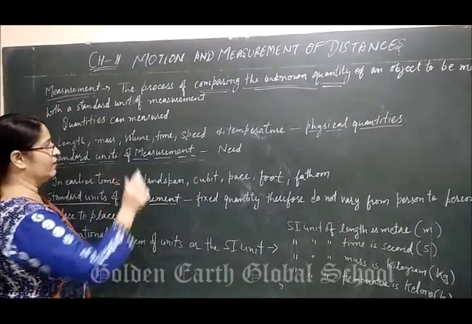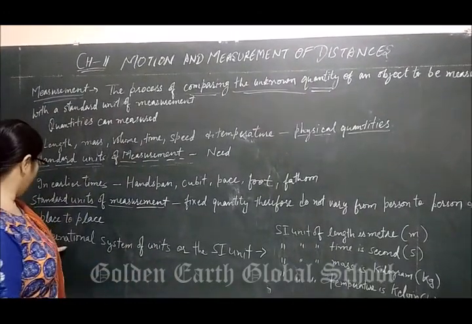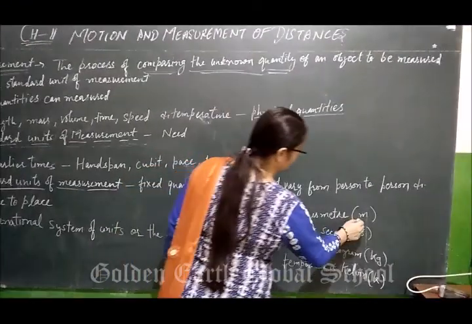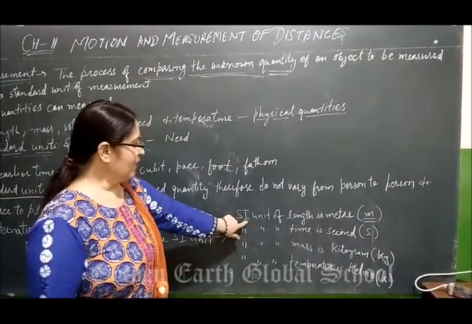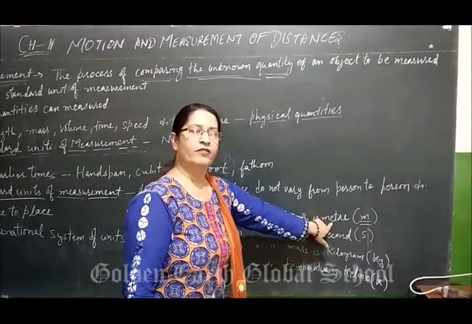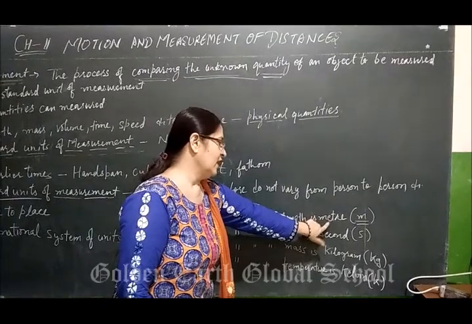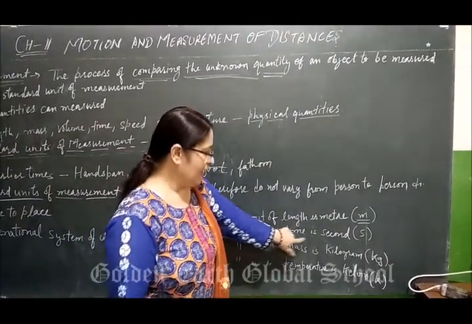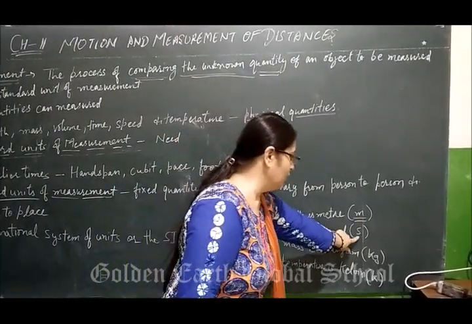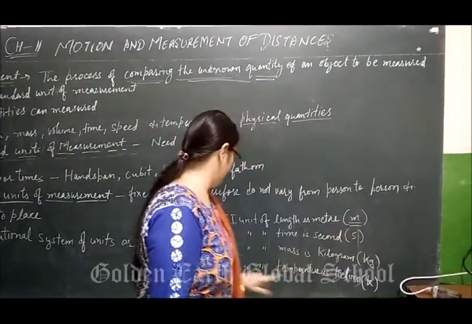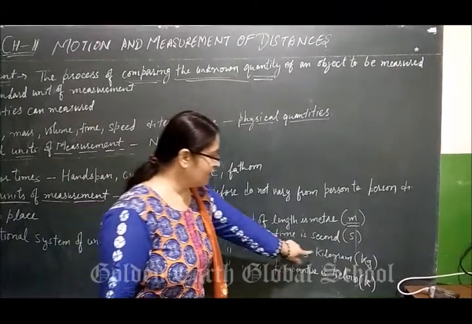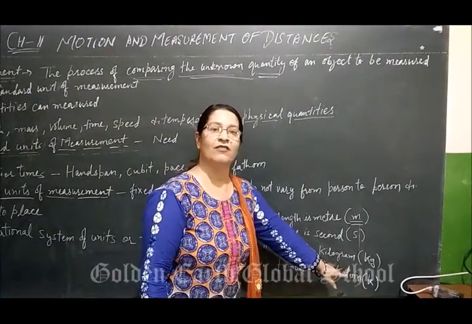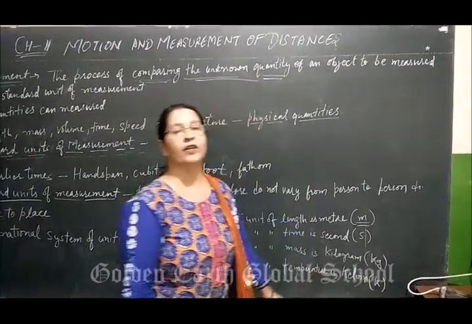Now these units all over the world are called the International System of Units and have fixed physical quantities. For example, the SI unit of length is meter. All over the world we use meter for length. Next, the SI unit of time is second. You always know we use second, minutes, hours for time. Whereas the SI unit of mass is kilogram. Next, the SI unit of temperature is Kelvin. We can use Kelvin all over the world.